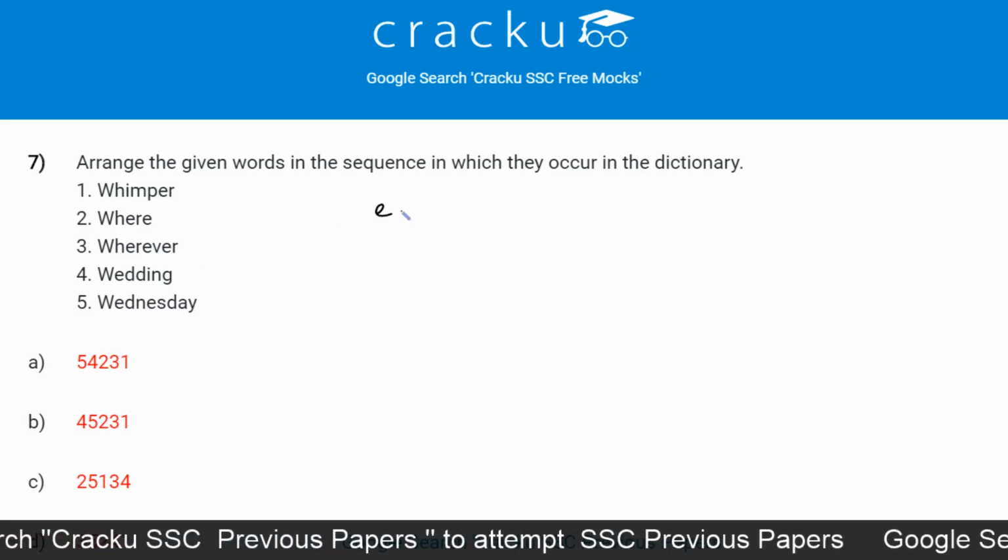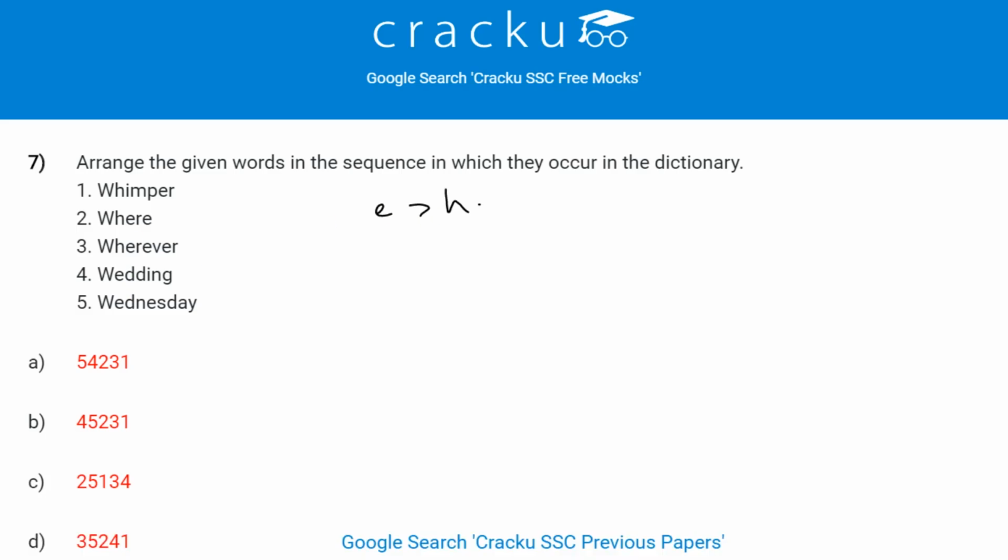E is going to come first. So that means options 4 and 5 are going to come ahead of 1, 2, 3. We are not completely clear with the order. Now let's see among 4 and 5 what is the order.